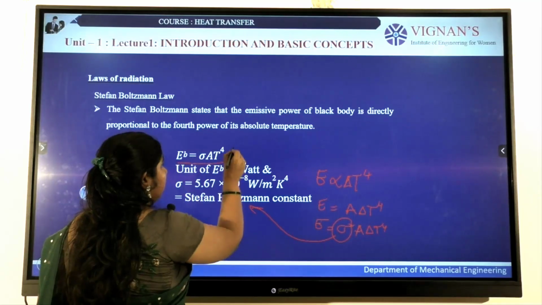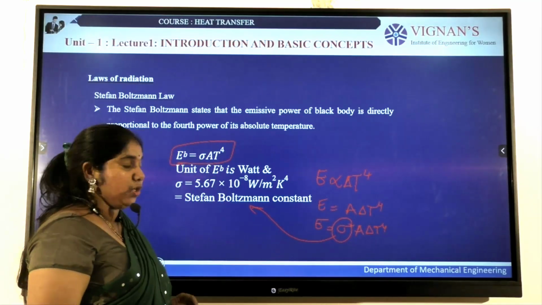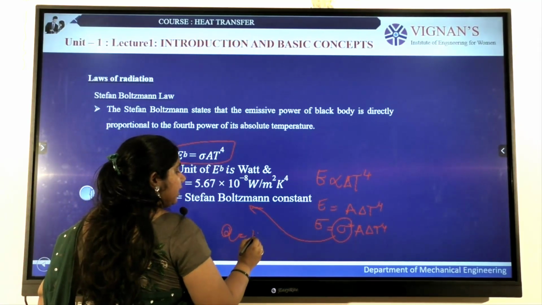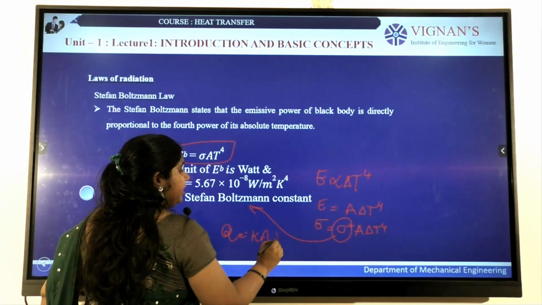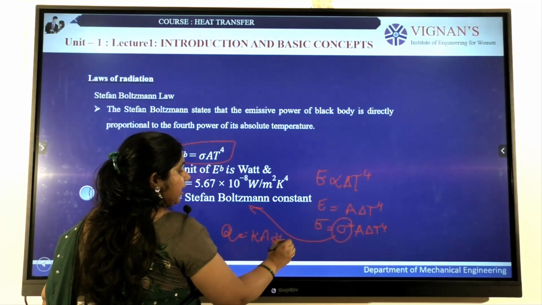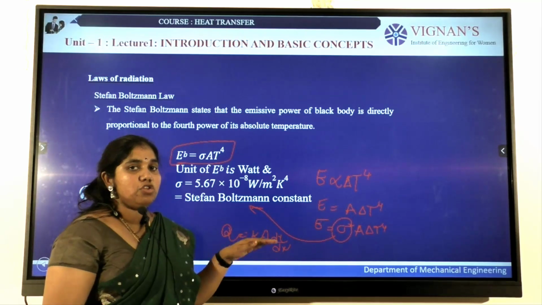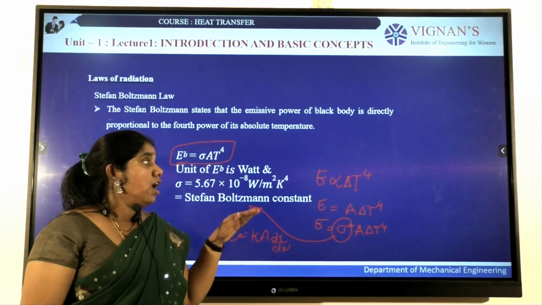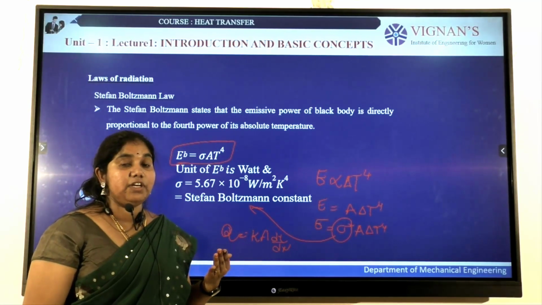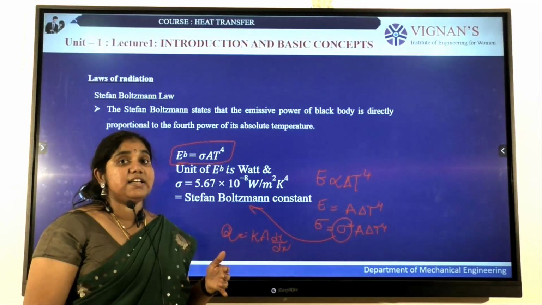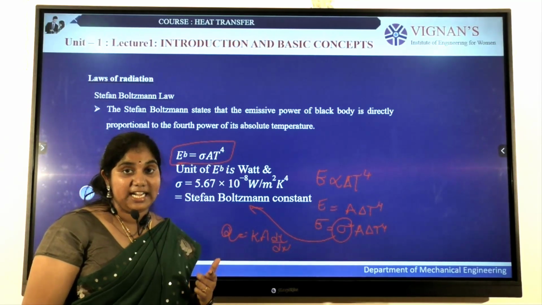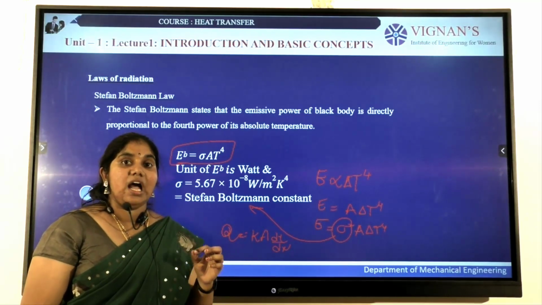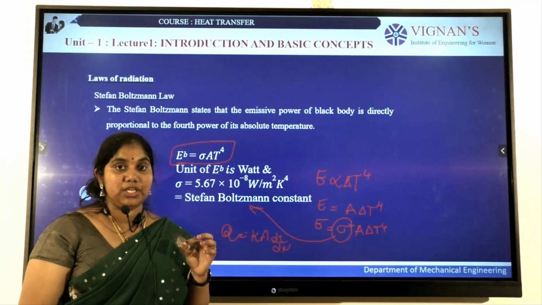You also have to remember this equation for radiation, and Q = -kA dT/dx for the conduction equation. These are the modes of heat transfer in our heat transfer subject. We have to know these modes, and in the next class we will go deeply into the conduction equation, where we will study what the conduction equation actually is and how we derive it.